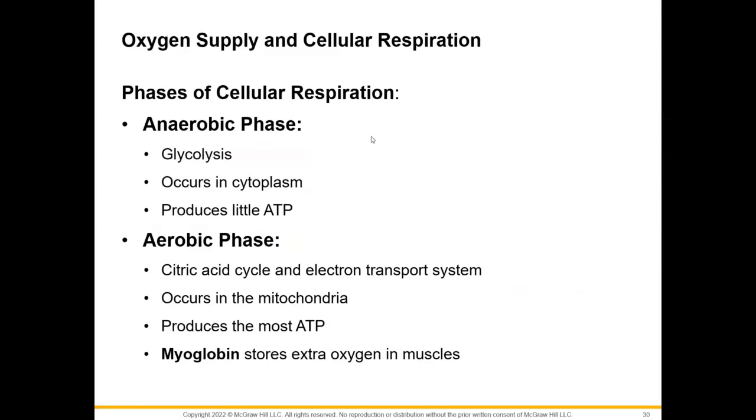Okay, the phases of cellular respiration. You have glycolysis at the very beginning. That's the anaerobic phase. It occurs in the cytoplasm. It doesn't produce much ATP at all. Then you have the aerobic phase, which includes citric acid cycle and electron transport. This occurs in the mitochondria, and it produces most of your ATP. Now, myoglobin also stores extra oxygen in your muscles, in addition to the hemoglobin of your blood.